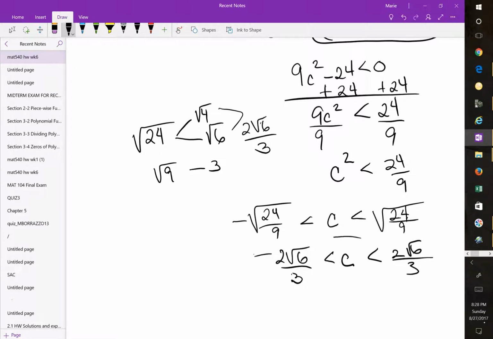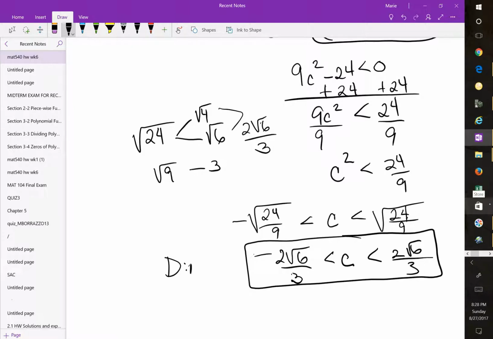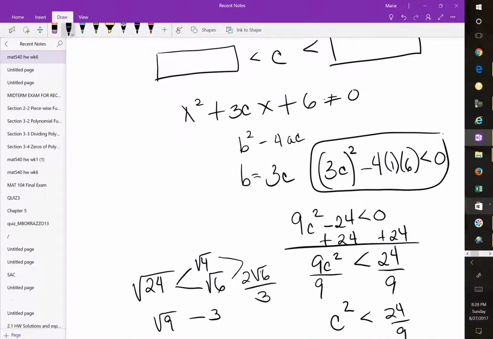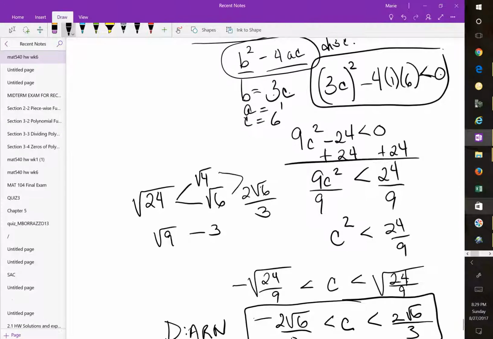So you would have the plus and minus of it, and these would be the values that c can actually have to make this true in terms of making the domain all real numbers. So again, the trick was to look at the denominator and focus on the discriminant value. Using the values where b is 3c, a is 1, and our c is 6, we would use the formula b squared minus 4ac, which is our discriminant, and we would set that less than 0 for this to be true. Okay? And so your final solution would be that.